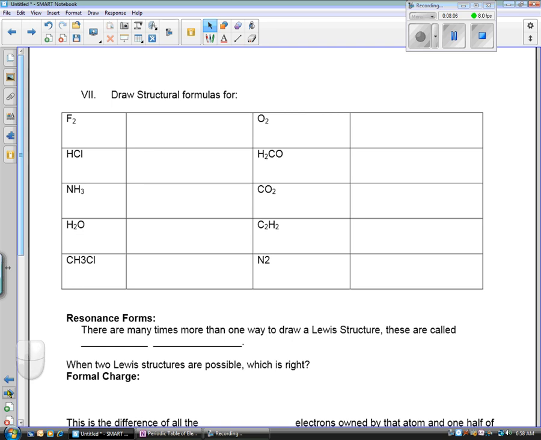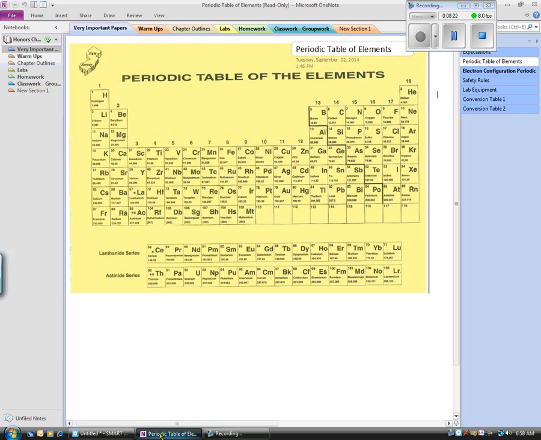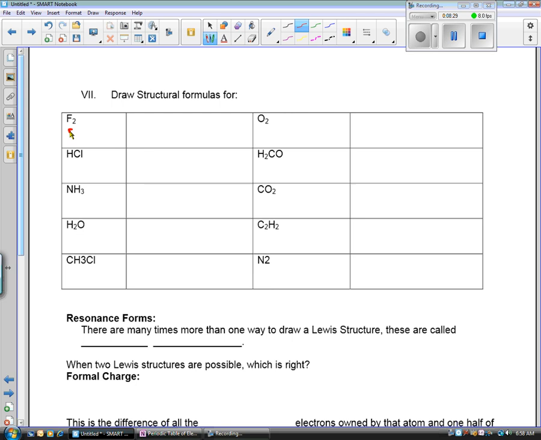So we start drawing them all together. It's just going to take a little bit of each. So I'm going to look at my fluorine. Fluorine right over here has 7. Okay, there's my fluorine. And I have 2 of them. So I have 7 plus 7 equals 14. I have 14 electrons to play with.